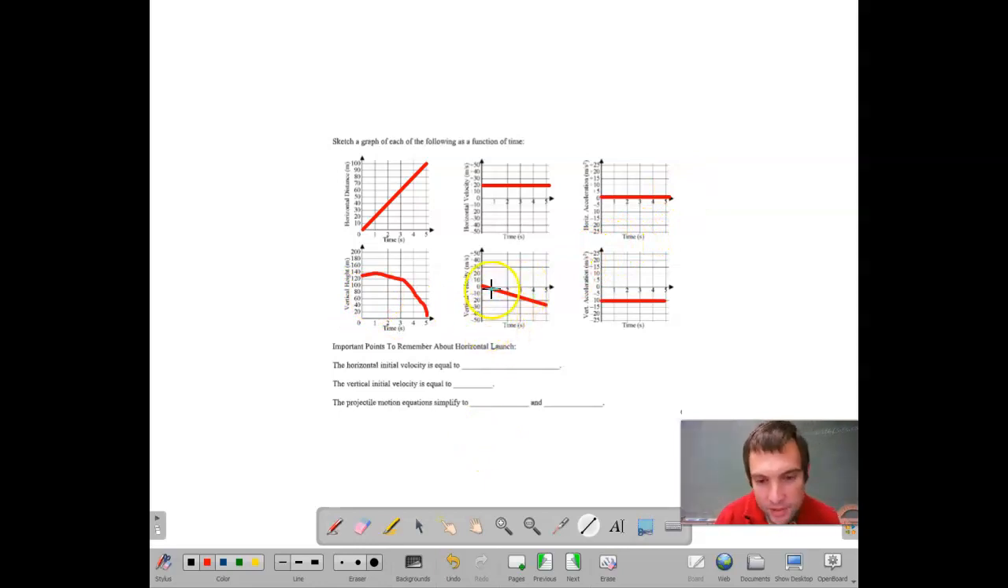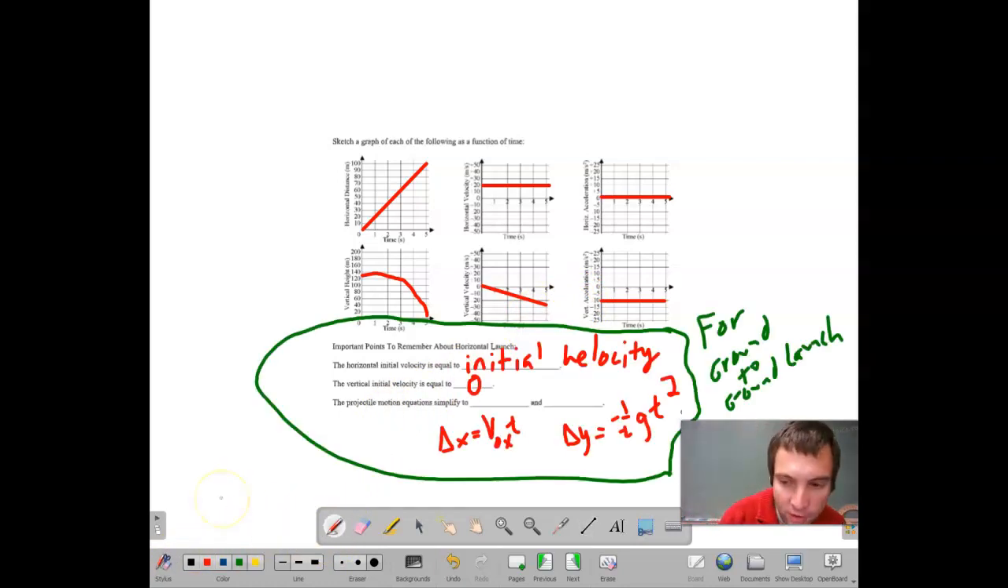For the vertical velocity, we started at 0, we ended with negative 30 with a straight line because we have a constant negative acceleration in the downward direction of negative 10. So important points. Only for ground-to-ground launches, horizontal initial velocity is equal to the initial velocity. The vertical initial velocity is equal to 0, and those are your 2 projectile motion simplifications.